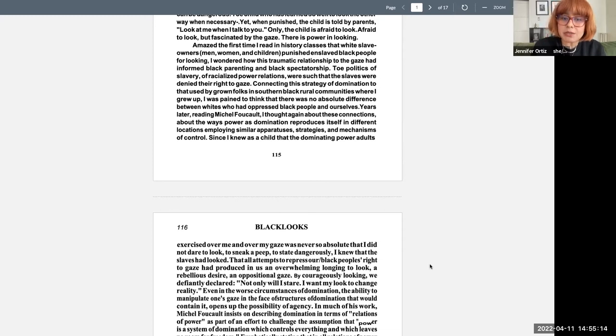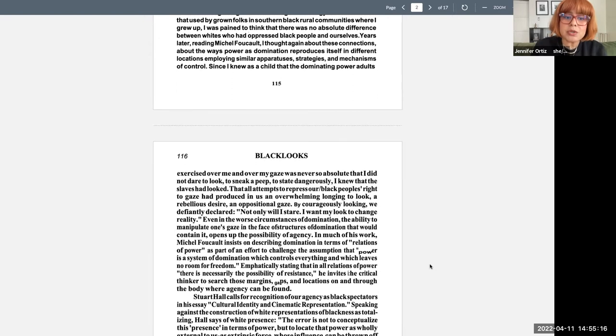Since I knew as a child that the dominating power adults exercised over me and over my gaze was never so absolute that I did not dare to look, to sneak a peek, to stare dangerously. I knew that the slaves had looked, that all attempts to repress our Black people's right to gaze had produced in us an overwhelming longing to look, a rebellious desire, an oppositional gaze. By courageously looking, we defiantly declared, not only will I stare, I want my look to change reality.